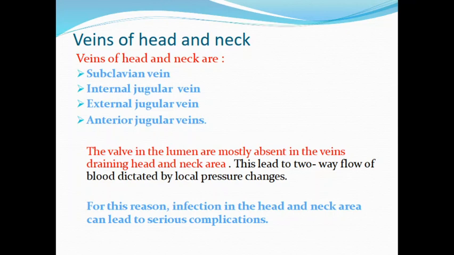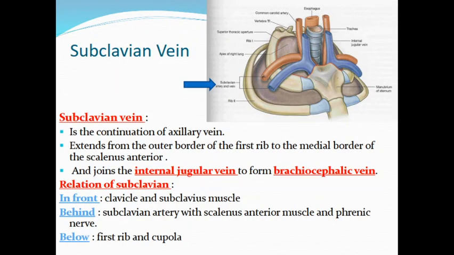Now the subclavian vein. The subclavian vein is the continuation of the axillary vein. In the diagram you can see the subclavian vein extends from the outer border of the first rib to the medial border of the scalenus anterior and joins the internal jugular vein to form the brachiocephalic vein. Relations of the subclavian vein: in front, the clavicle and subclavius muscle; behind, the subclavian artery with scalenus anterior muscle and phrenic nerve; below, the first rib and pleura.